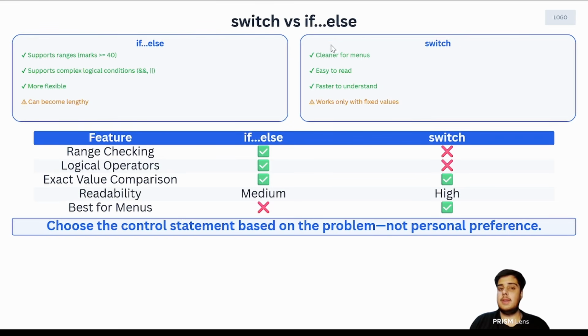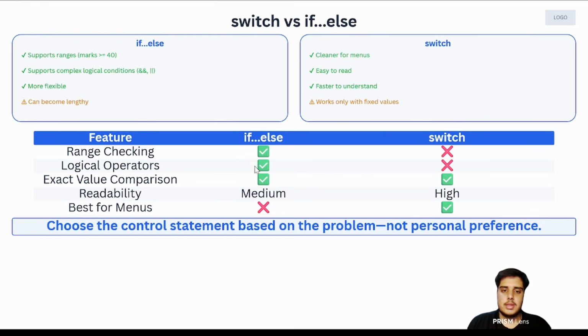So switch versus if else, both are useful, both are dependent, and they are used for their own work. If else supports ranges and complex logical conditions. It uses and, or, not, and it is more flexible. It can become lengthy, that's a little bit of a problem for it. Whereas switch is cleaner for menus. It is very easy to read and faster to understand. It works only with fixed values. That is a little bit of a downside of it.